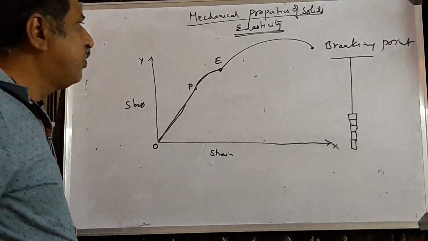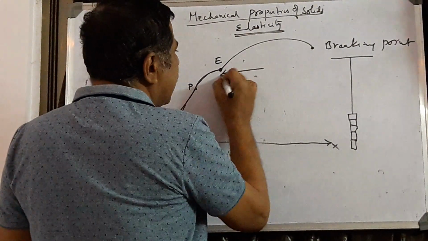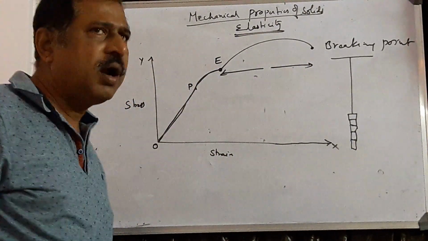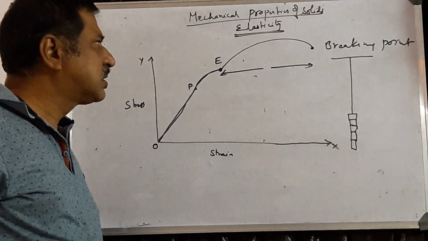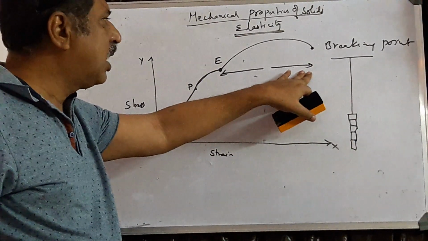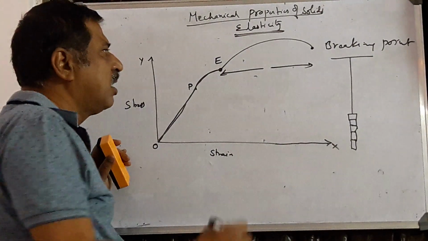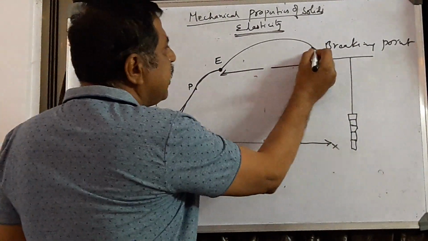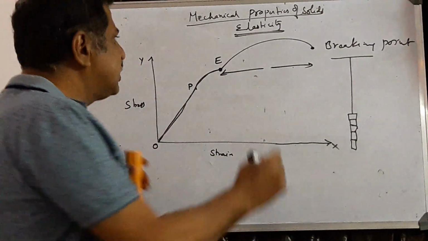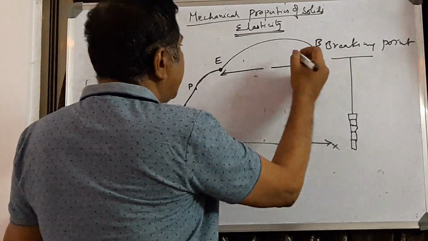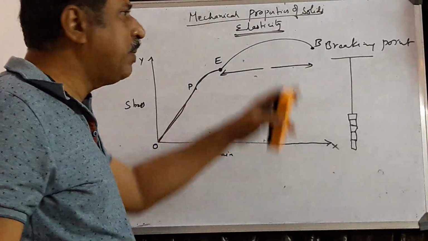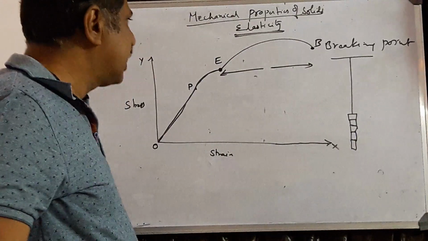If the distance between the breaking point and the elastic limit is greater, then the metals are called ductile materials. Ductile materials like copper, gold and aluminum. Those types of metals are called ductile. Now, if the distance between the elastic limit and the breaking point is less, then the materials are called brittle, like glass.